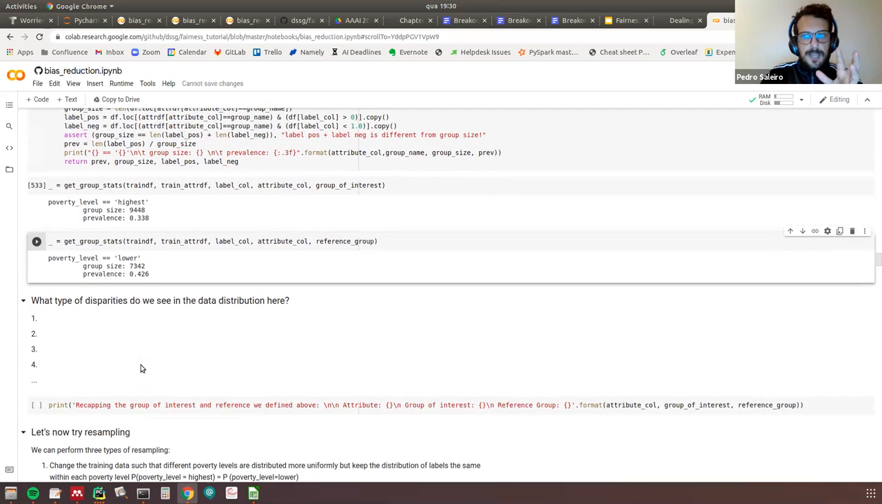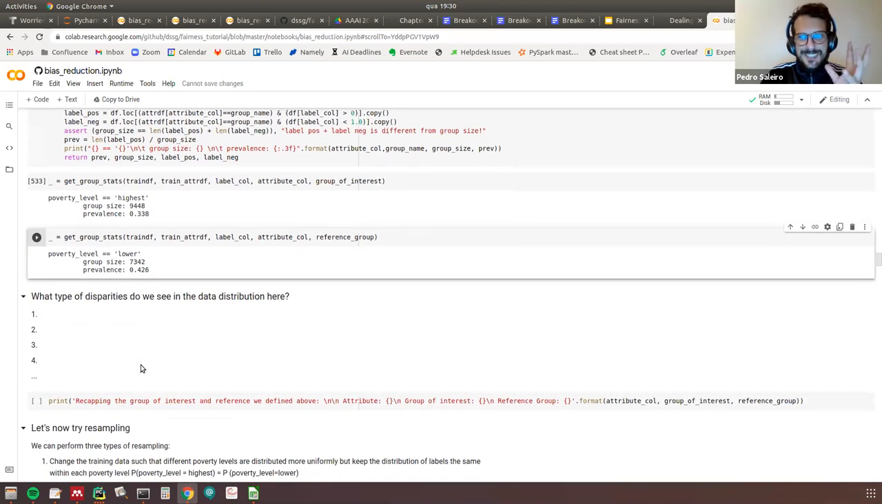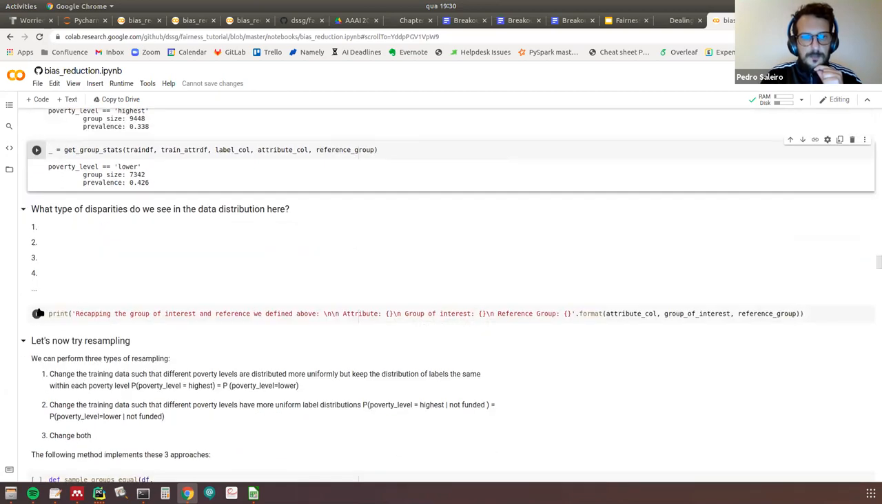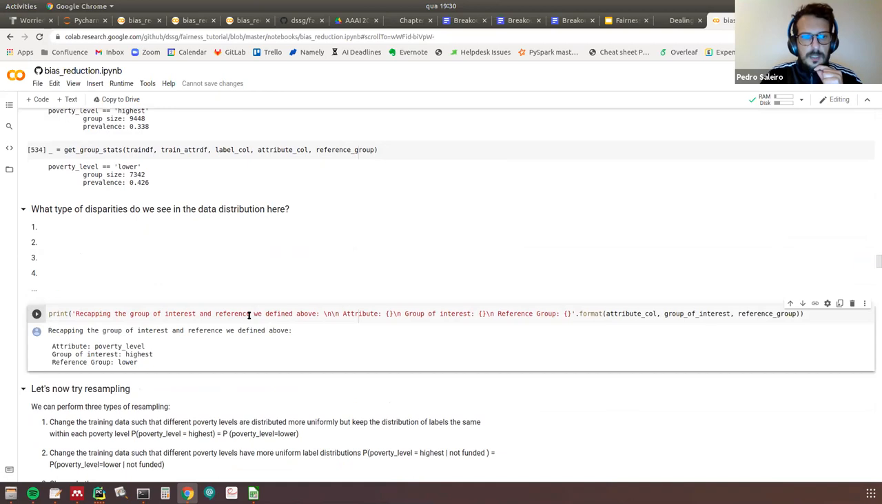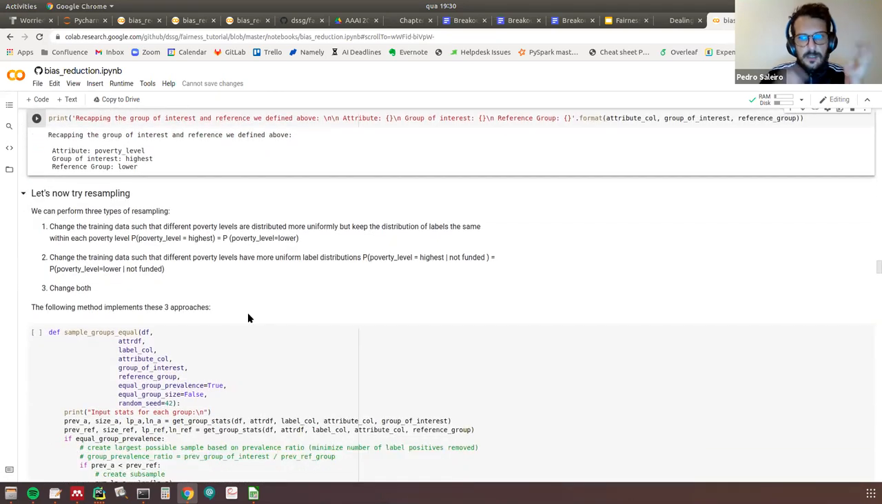And this kind of answers the question of what types of disparities we see in the training data. So we have slightly different group sizes and way different prevalence in these two groups. And now we have these simple approaches. One would be to undersample the largest group to be the same size as the smallest group.